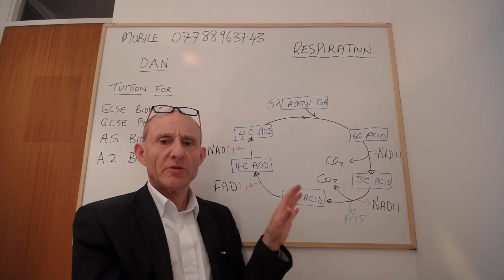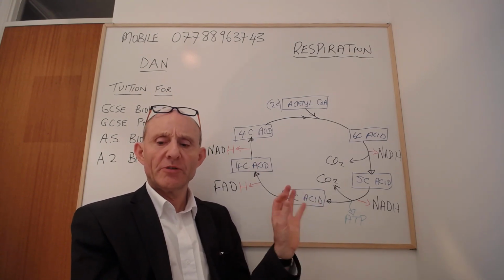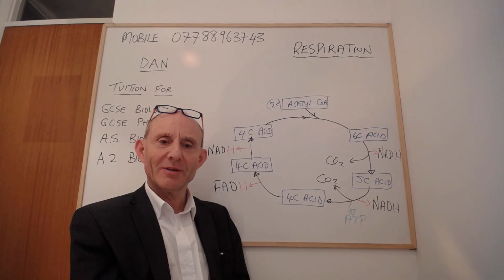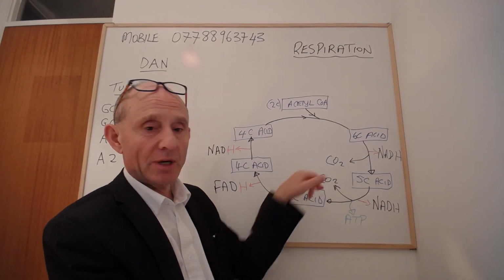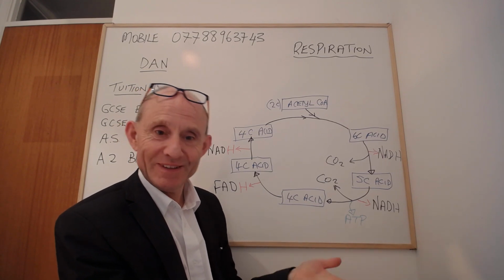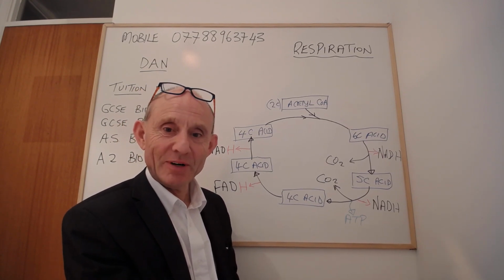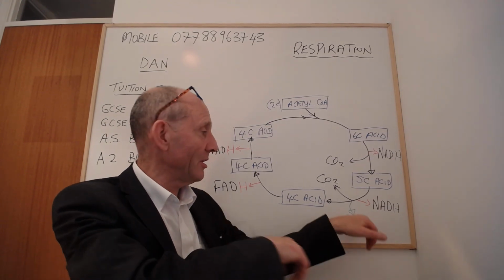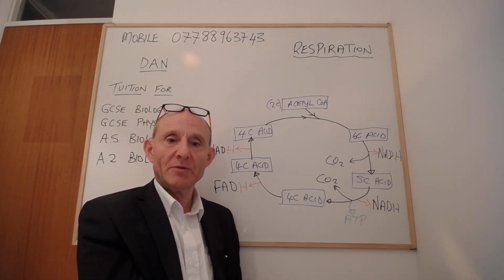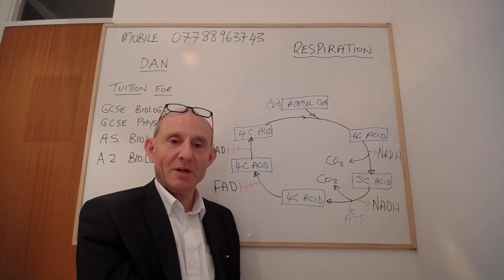So if I said to you, how many ATPs are released in total in the Krebs cycle? The answer is 2. Why is it 2? Because the Krebs cycle happens twice, doesn't it? For every glucose molecule, 2 link reactions, 2 Krebs cycles, so you get a little ATP. So in total you get 2 ATPs released in the Krebs cycle.